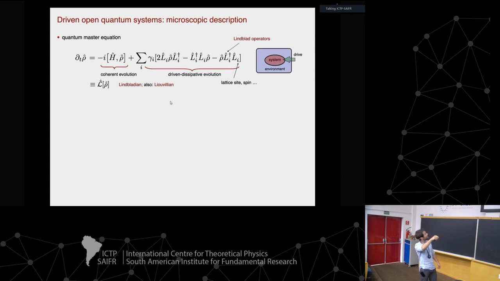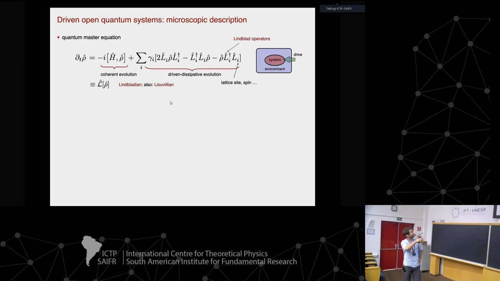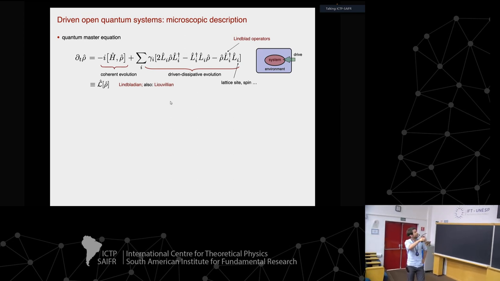The pointer is still active. And that is done by this quantum master or Lindblad equation. So let's go through it again quickly. So here we have the time evolution really of the system density matrix, which is generated by a Heisenberg commutator here. So this describes the coherent evolution of the system Hamiltonian that's going in here. And then we have this dissipative structure here.